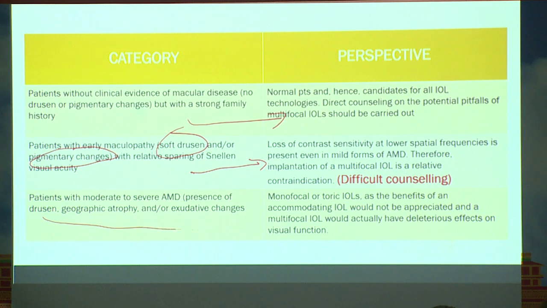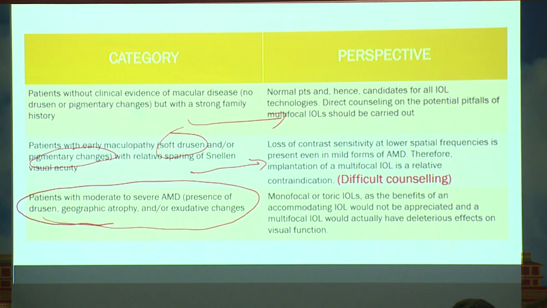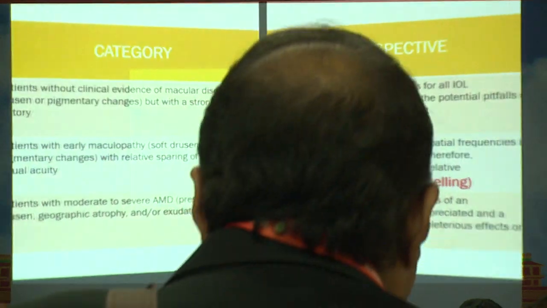Now coming to the last part: patients with moderate to severe AMD, that means who already have large drusen, confluent drusen, or geographical atrophy. In those cases it would definitely have a deleterious effect, and it is better to avoid multifocal IOLs.